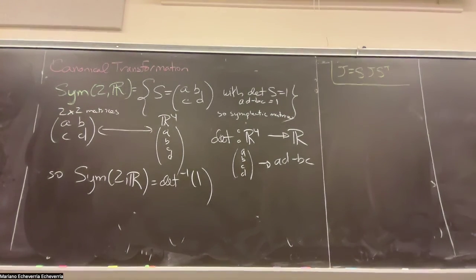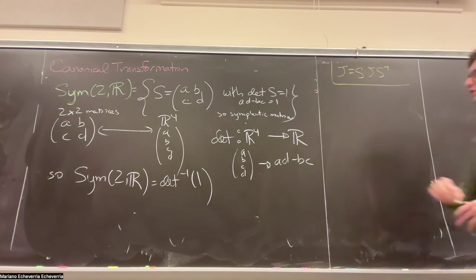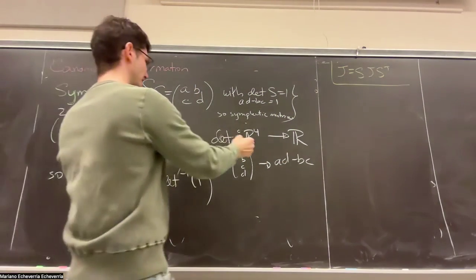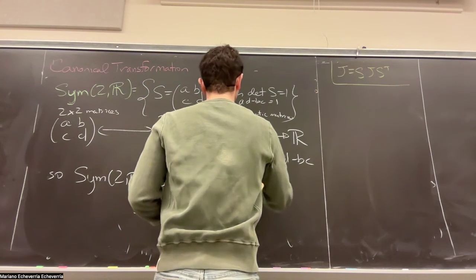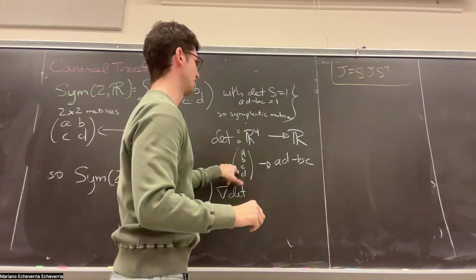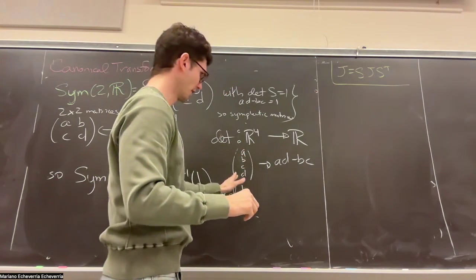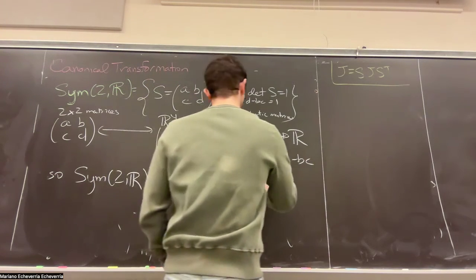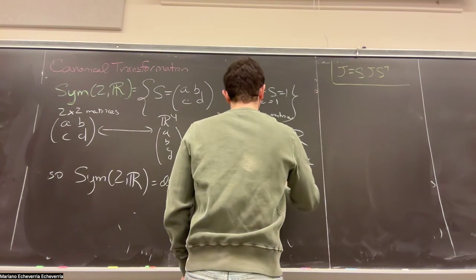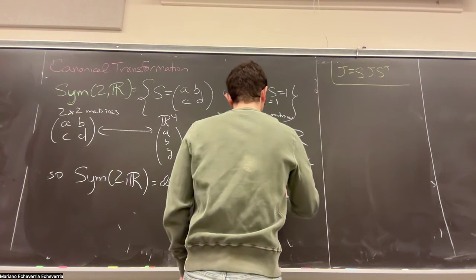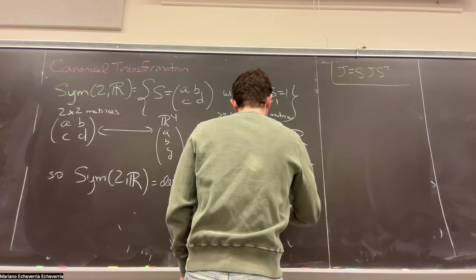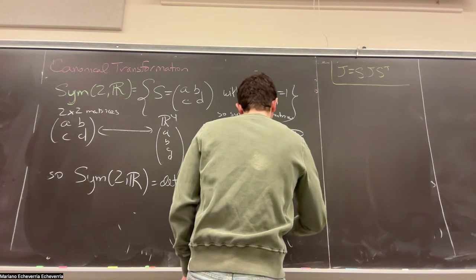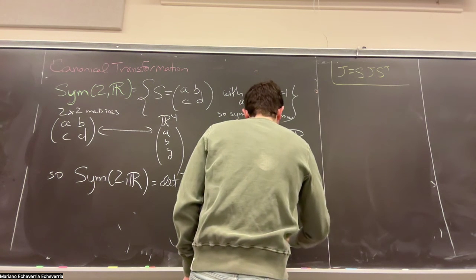If you had a level set in Calc 3, what would you do? The gradient would give you the vector perpendicular to the level set. So what's the gradient of the determinant function? If you think of the coordinates in R4 as x, y, z, w, it looks a bit odd, but it's the partial derivative of the determinant with respect to A, with respect to B, with respect to C, and with respect to D.